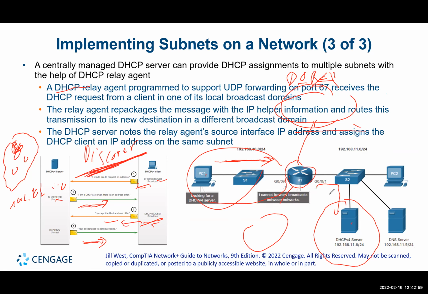Make sense? That is the clear exception here, right? So when we send the discover message, you have to configure the router and tell it that whenever you receive the discover message, please forward it to the DHCP server here. Do not drop it. Make sense? Yes, thank you. Okay.